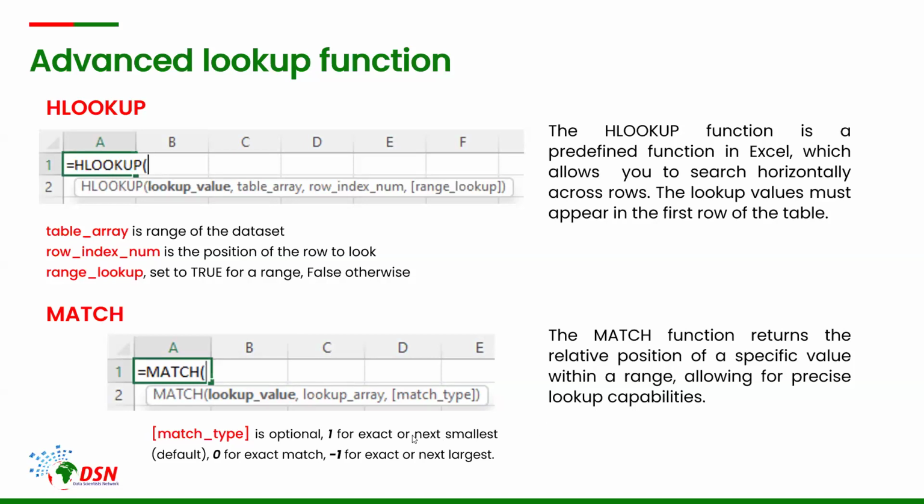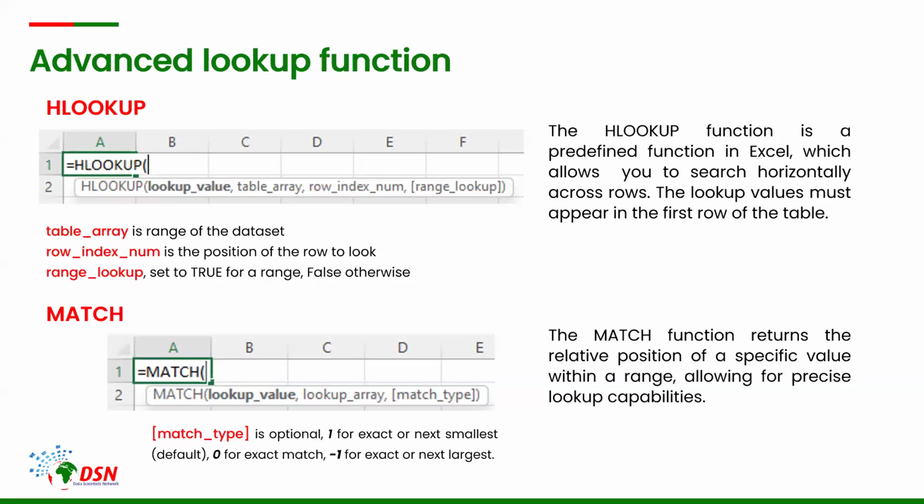And the match type is actually optional. If you want to return the exact value, specify one. The default is 0. It is an optional argument.